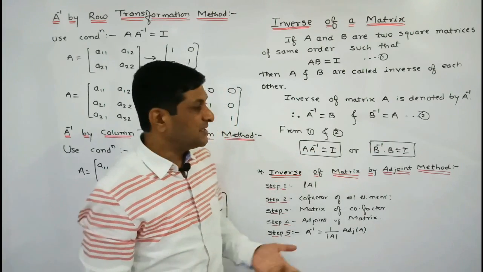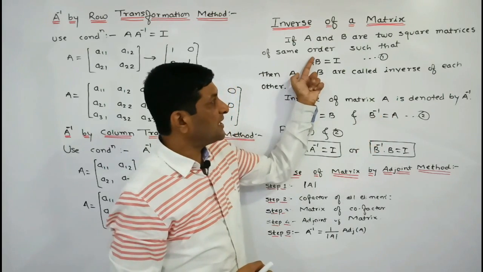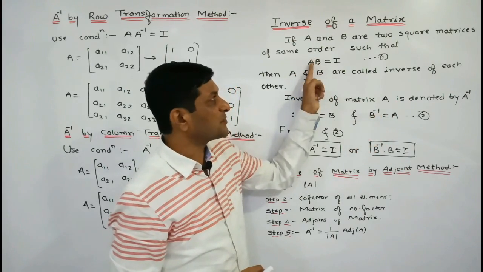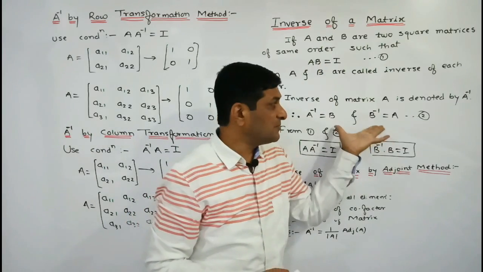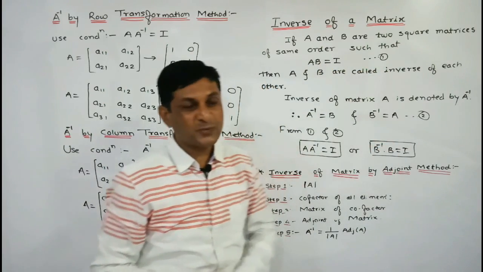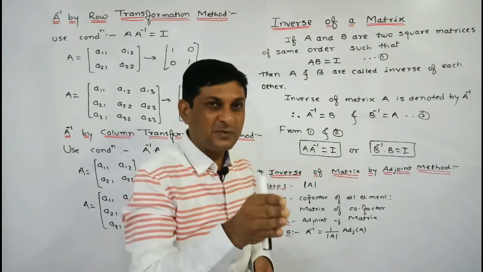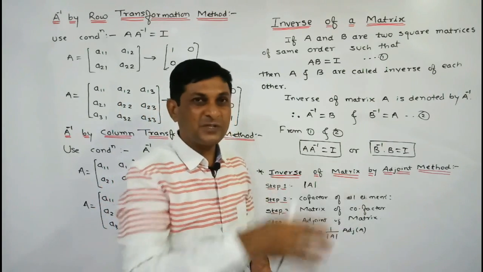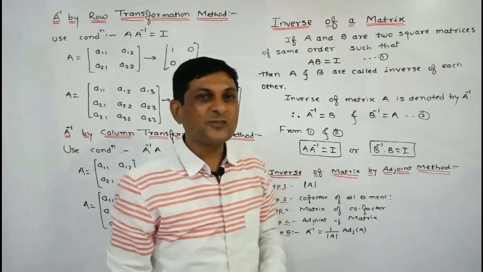In the same way, if we replace this A by B inverse, चलो ये A के जगह पे B inverse अगर substitute किया तो क्या मिलेगा हमें? B inverse into B is equal to I. We are simply substituting this value in this expression, so we get this important result that the multiplication of A and its inverse is identity. In the same way, the multiplication of B inverse and B is also identity.